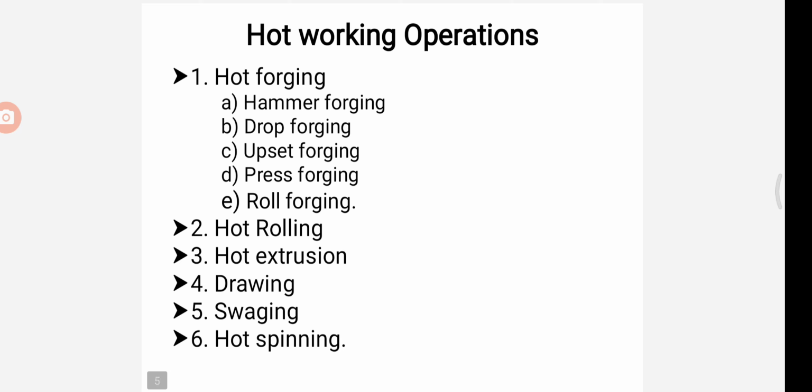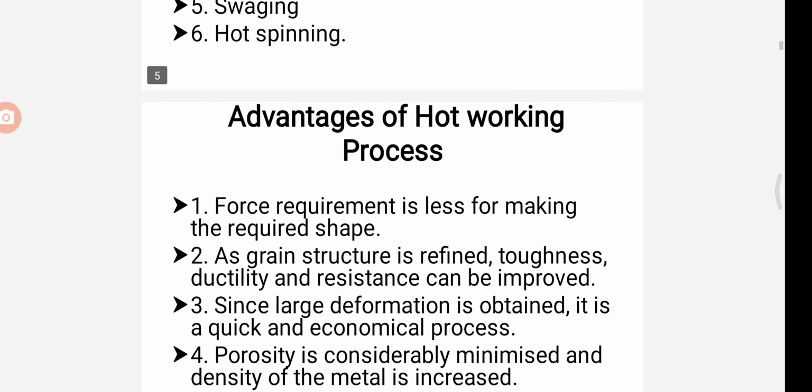Next, there are many types of hot working processes. That is hot forging: hammer forging, drop forging, upset forging, press forging, roll forging. These all come under the hot forging process. Next, hot rolling, hot extrusion, drawing, forging and hot spinning.